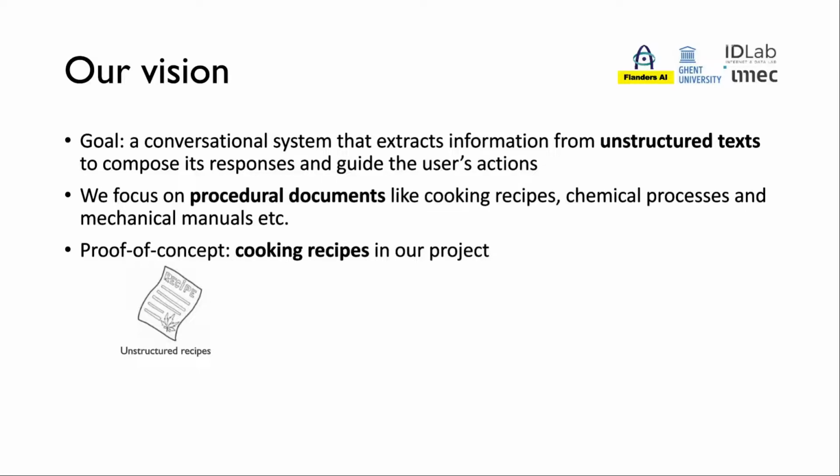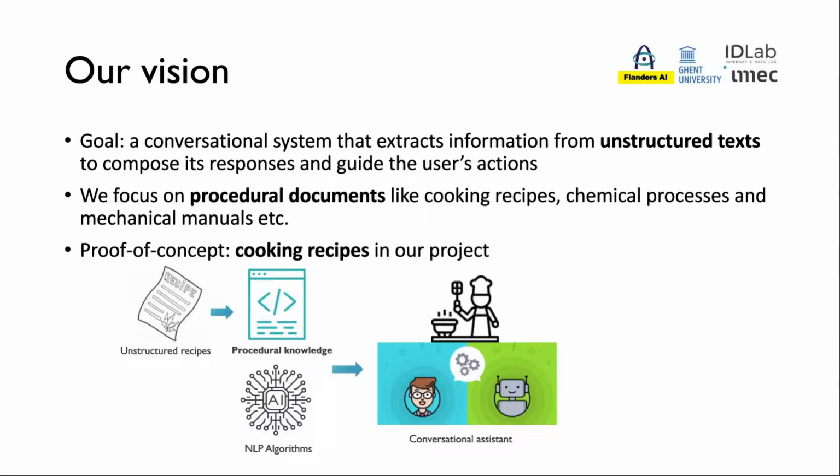So the first step is to extract key information from unstructured recipes, which we call the procedural knowledge. Then, combined with machine learning models, we can build a conversational assistant. This assistant will instruct the user to accomplish the cooking process step by step. And finally, the user will get his or her desired dish.